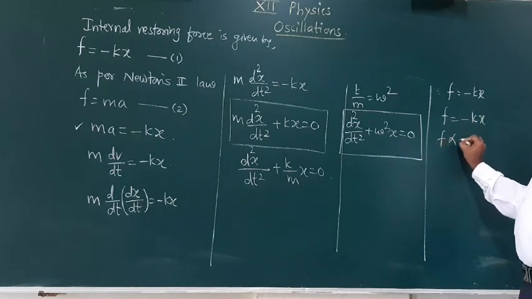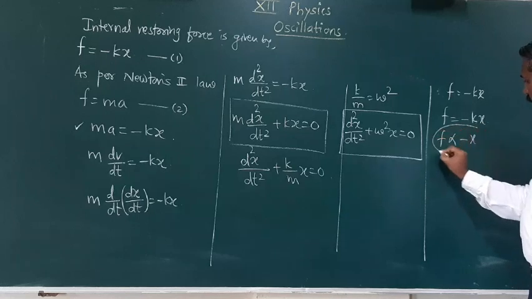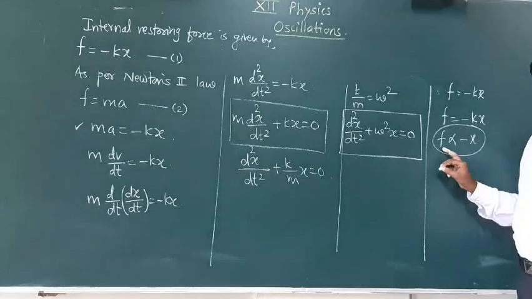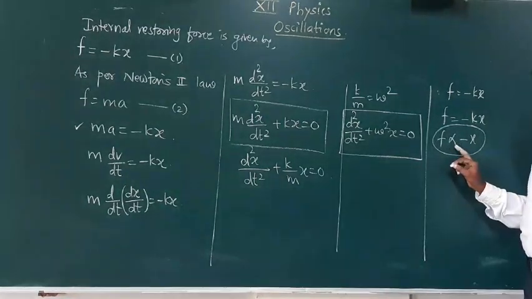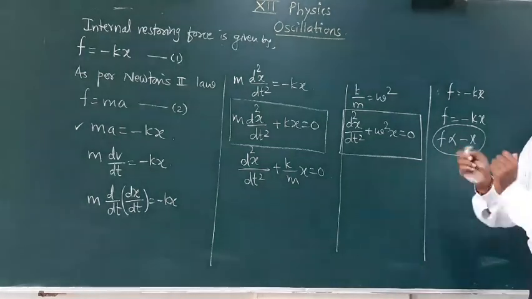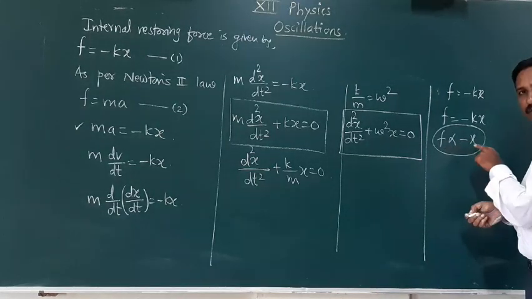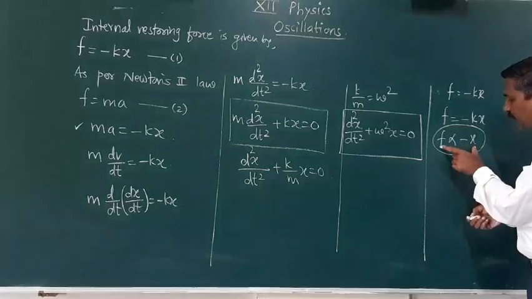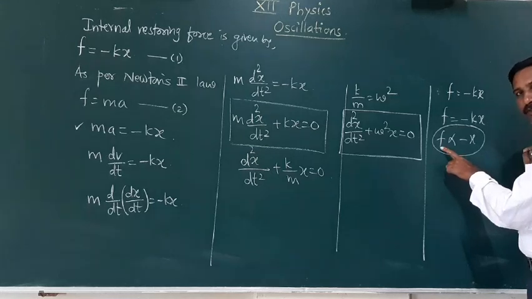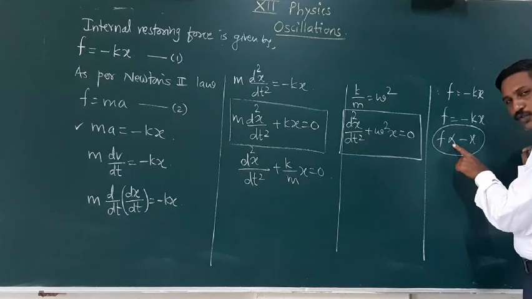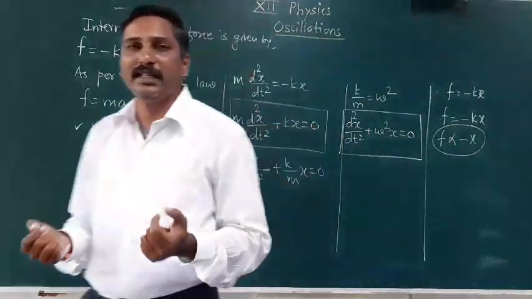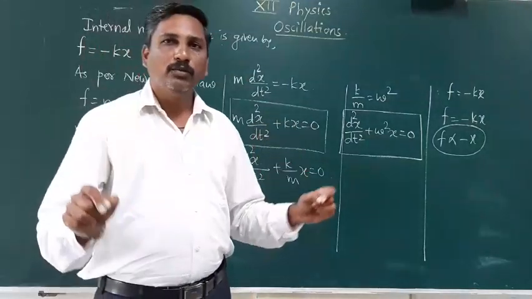So can I write F is directly proportional to minus x? If I concentrate on this term, it will be very clear. The magnitude of force is directly proportional to the magnitude of displacement, and the directions of force and displacement are exactly opposite to each other. Just see once again: magnitude of force and displacement are directly proportional to each other and their directions are opposite to each other, then such a motion is called linear simple harmonic motion.